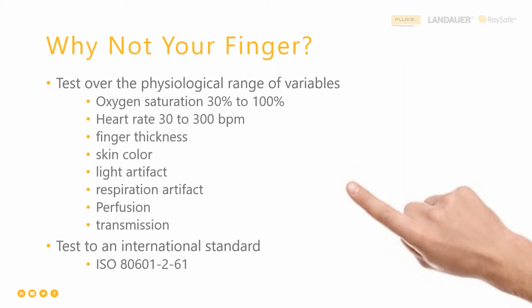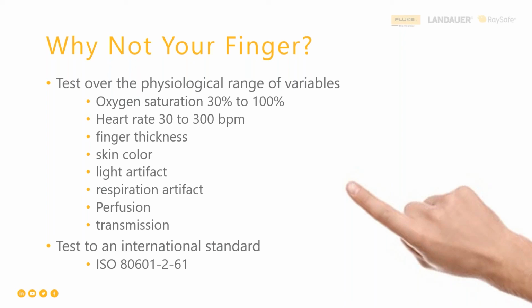Finger thickness, skin color, light artifact, and respiration artifact have to be able to be varied so that we can properly assess whether this pulse oximeter can still provide the right information, even when things make that measurement difficult. We also need to be able to vary perfusion and light transmission, that is transmissivity. Some of those things would be hard for a beginner to understand. So transmissivity, we at Fluke Biomedical have characterized more by the thickness of the finger than anything else. So that's how we can vary that.